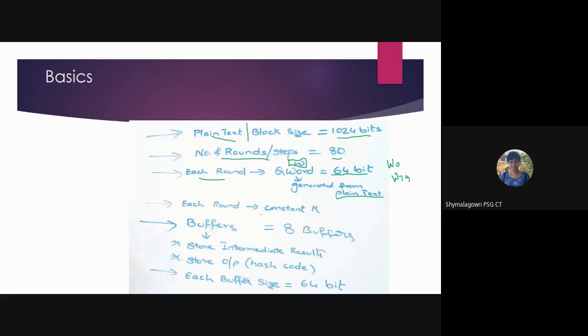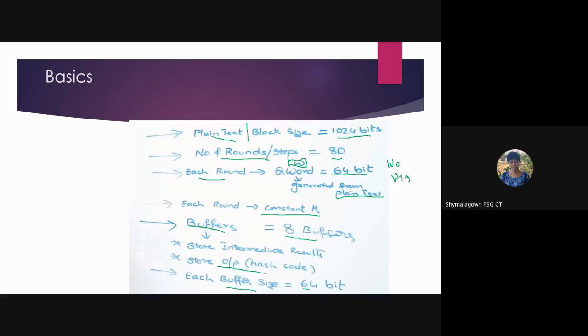Each round will make use of a constant which is expressed in hexadecimal, and those constants will be given to us. The intermediate output and the final output will be stored in buffers. What is the total size of your output? It is 512 bits, and the size of each buffer is going to be 64 bits. So totally we need 512 divided by 64, that is 8 buffers. We will be making use of 8 buffers. What is the purpose of the buffers? To store the intermediate results as well as the final output, which is the hash code.